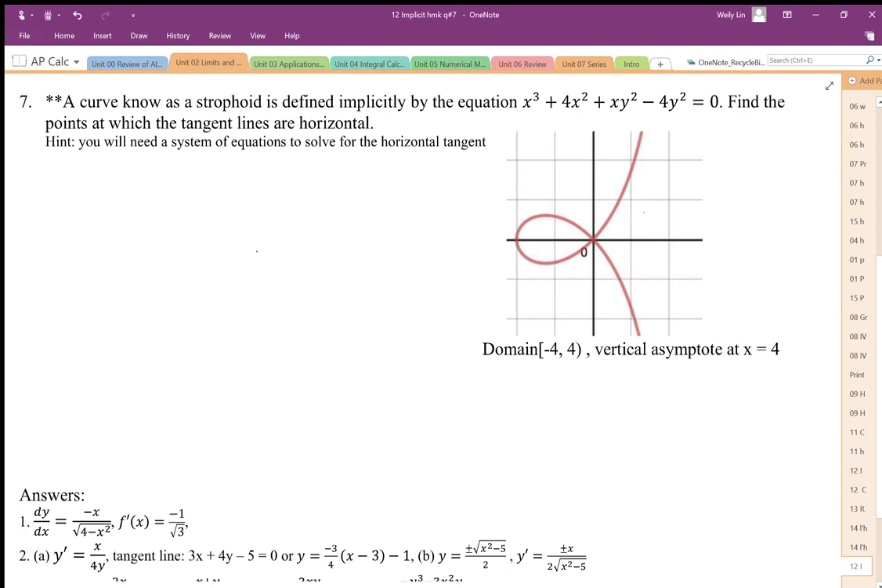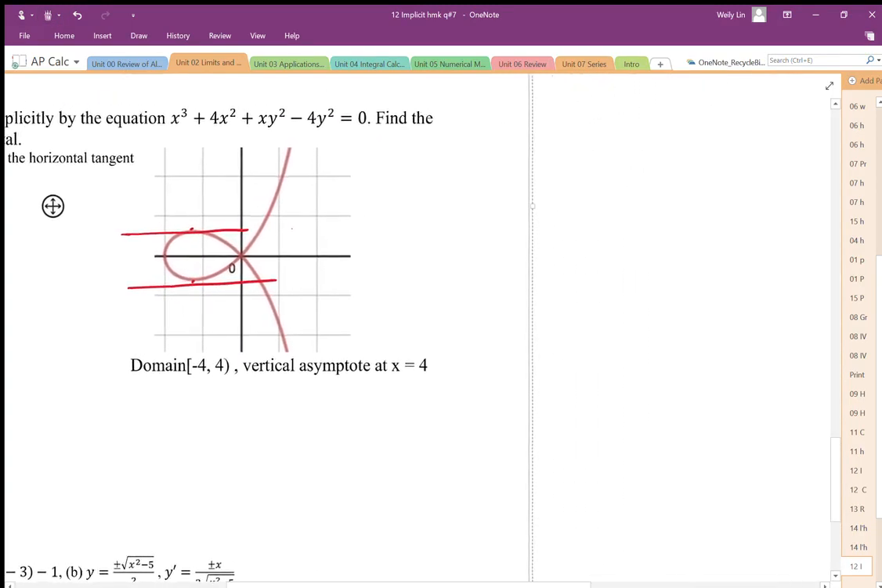A curve called a strophoid, and we want to know where this strophoid has horizontal tangents. So if I take a look at the graph here, somewhere around here I have a horizontal tangent, and somewhere around here I have a horizontal tangent. So to find a horizontal tangent, I need a derivative. So that's the first thing I'm going to do, is differentiate this expression.